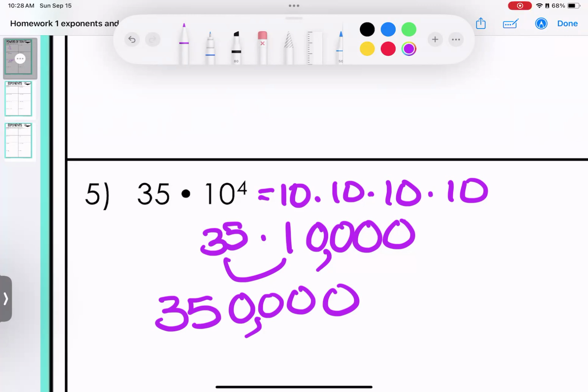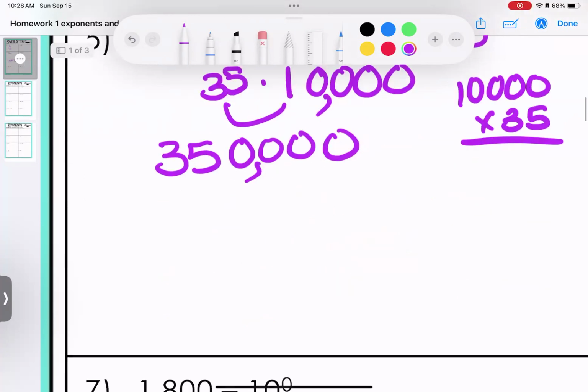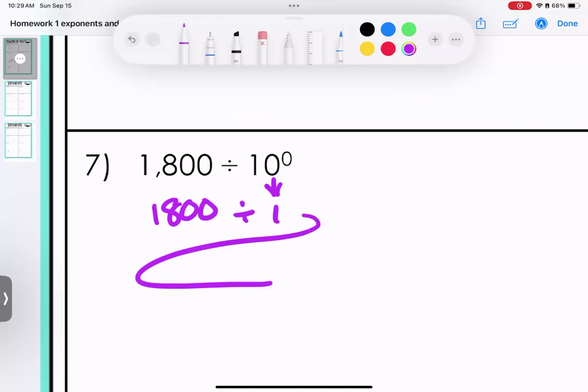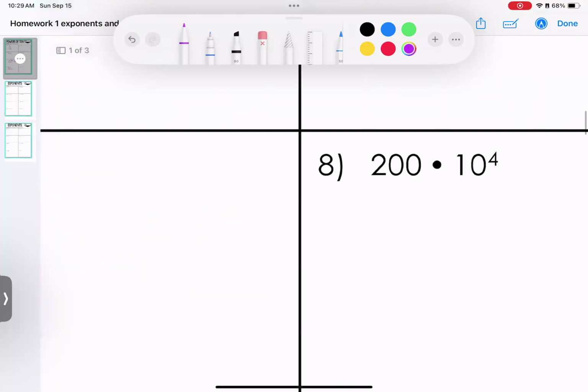Now, if you want to set it up as 10,000 times 35, go for it. There's no right or wrong way to get to the answer. Use the strategy your brain prefers. When I have 10 to the 0 power, this means just the number 1. This is on that properties of exponents page if you are having trouble remembering that. Any number divided by 1 stays exactly the same.